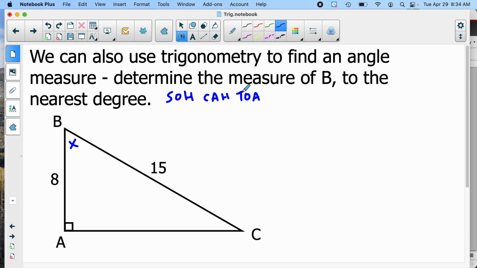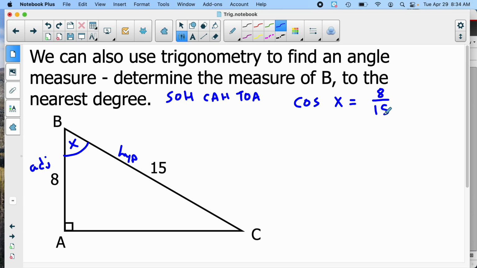So let's see now. Based on the angle, remember I always start at the angle. Based on this angle x, the 8 is the adjacent side, and the 15 is the hypotenuse. So now I'm going to write my equation. I'm going to be using cosine, because cosine is adjacent and hypotenuse. So the equation I'm going to write now is the cosine of the angle equals 8 over 15.